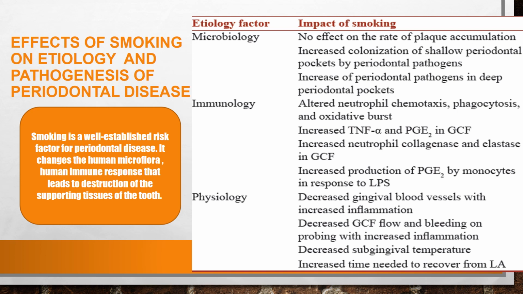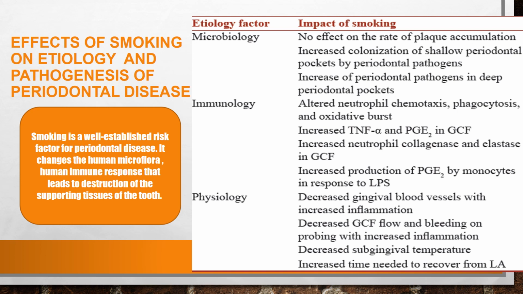As you all know, smoke contains different components. It can be either gas or solid, which contains ammonia, nicotine, char, benzene, etc. So this can affect the microbiological, immunological, and physiological aspects, which changes the human microflora basically and the immune response also, leading to the destruction of supporting structures of the teeth.